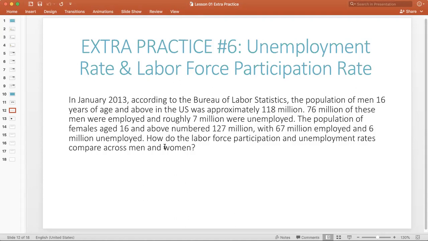How do the labor force participation and unemployment rates compare across men and women? This one's pretty simple. You just write out your given information, which you'll see through these videos I almost always do, making a list of the given information before I start any problem. Then from there, you can just write out your formulas and plug and chug. So I'm going to start with the men.